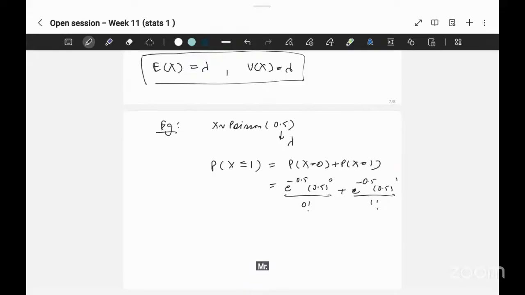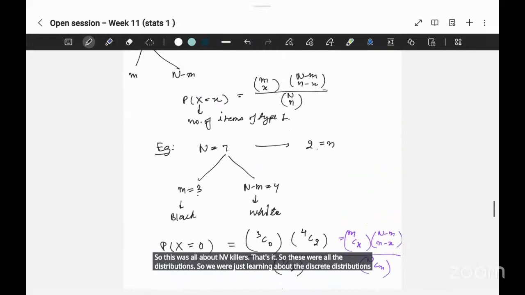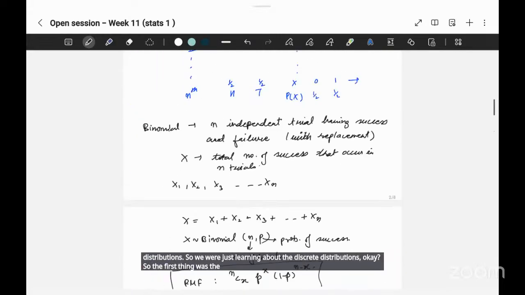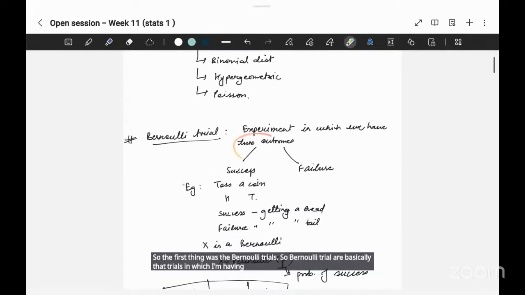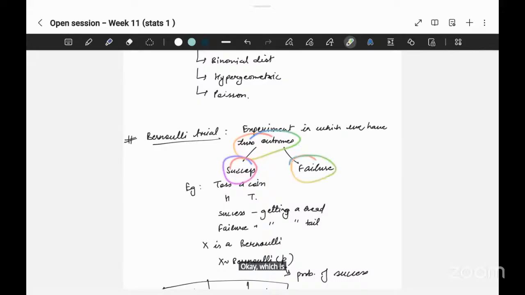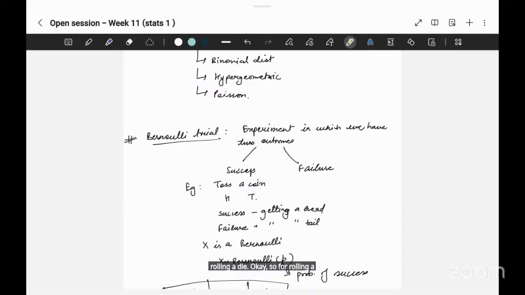That's it, in week 11. So these were all the distributions. We were just learning about the discrete distributions. The first thing was the Bernoulli trials. Bernoulli trials are trials in which I have only two outcomes, success and failure, like tossing a coin, or rolling a die. For rolling a die, I have six outcomes, right?